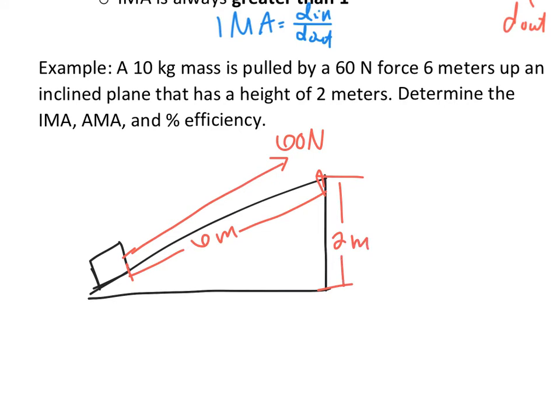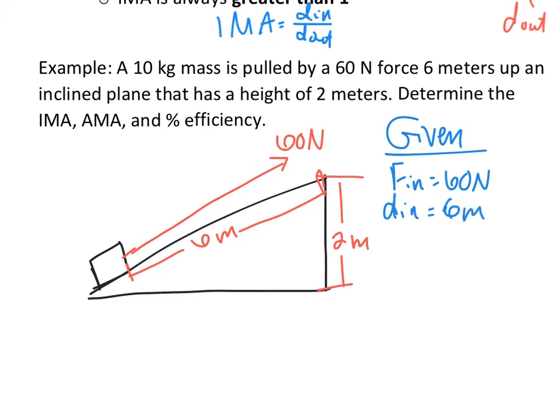So if I list my given information, my input force is 60 newtons because I'm putting in 60 newtons of effort. My input distance is 6 meters since the block is being pulled a distance of 6 meters. My output distance is going to be 2 meters.